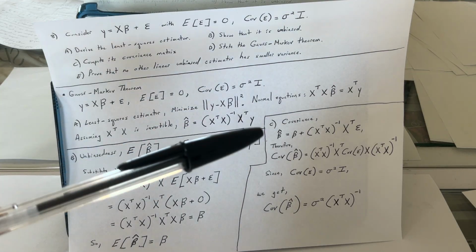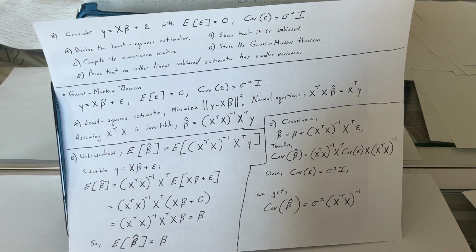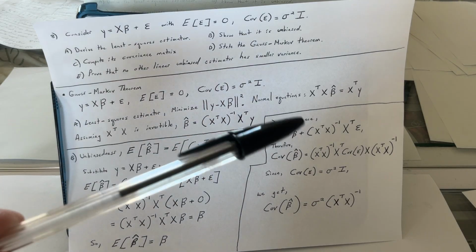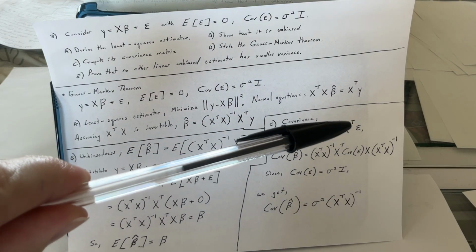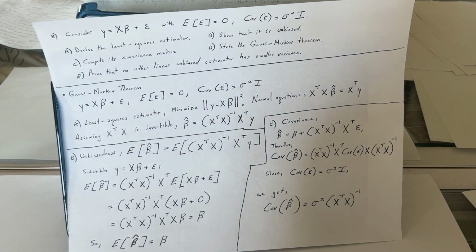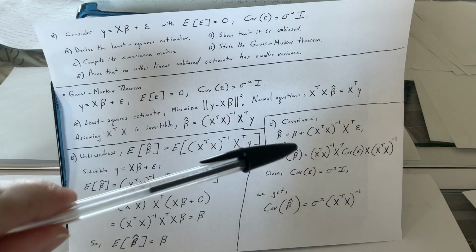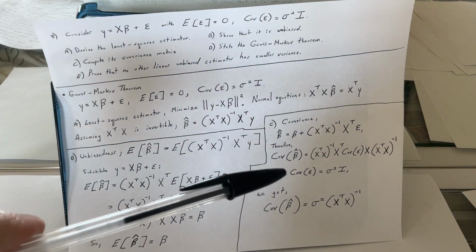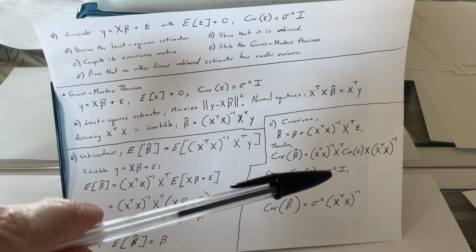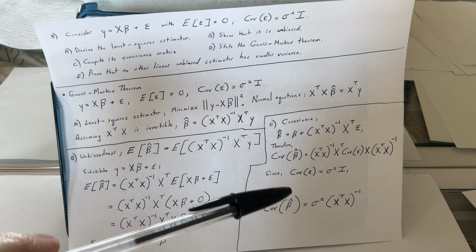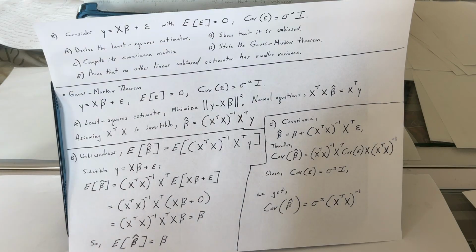Okay, part C, covariance. β hat equals β plus (X transpose X) inverse X transpose ε. Therefore, the covariance of β hat equals the following. And since the covariance of ε is σ²I, we get the covariance of β hat equals σ² (X transpose X) inverse. Okay, so that is for part C. Moving along now to parts D and E.